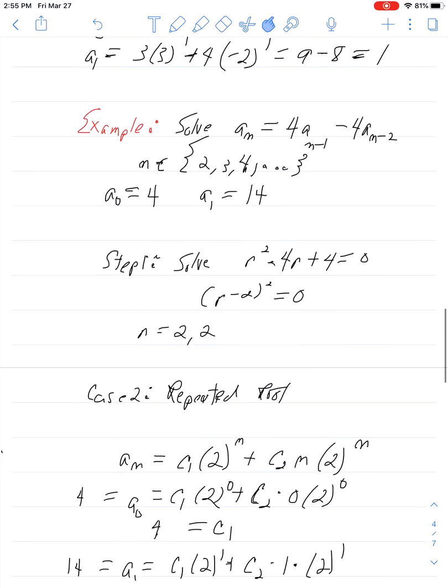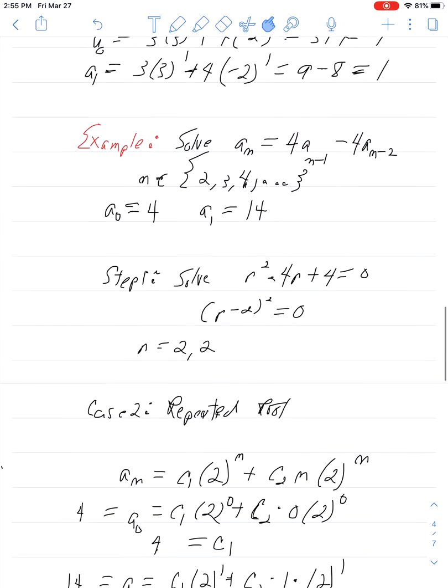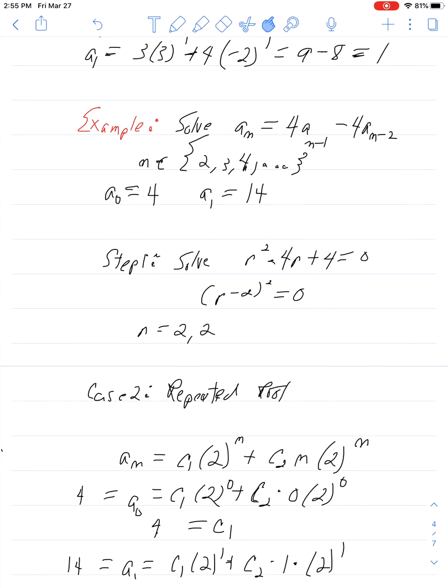So we're going to go down to our second example, first one of this video. We're going to solve a sub n is 4 times a sub n minus 1 minus 4 times a sub n minus 2. And of course that recurrence relation is good for n an element of the set 2, 3, 4, etc. The initial conditions we're going to use now are a0 is 4 and a1 is 14.